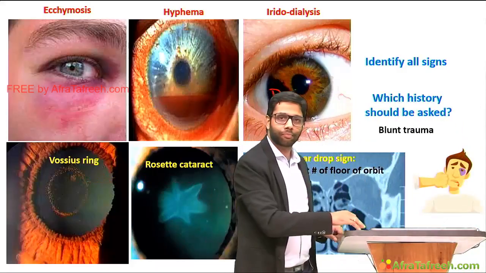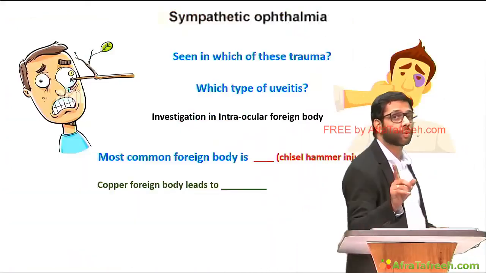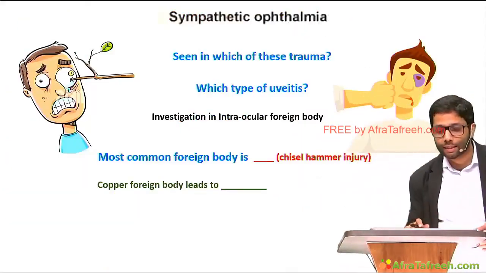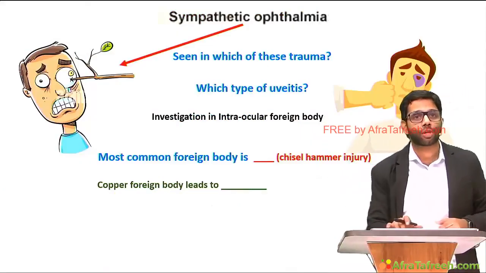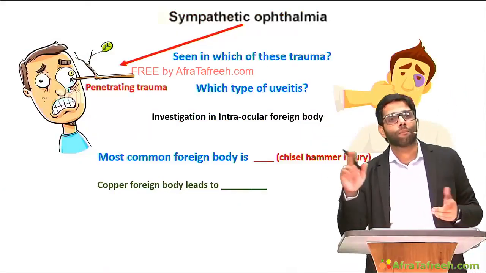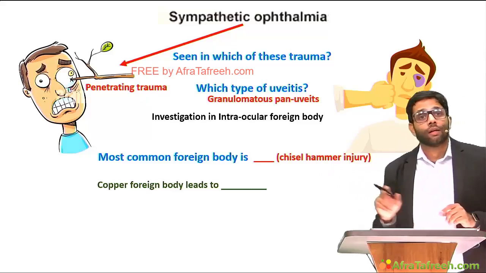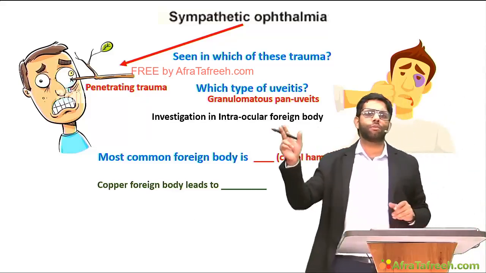Blunt trauma. But sympathetic ophthalmia, the next question, is not seen in blunt trauma, that is seen in penetrating trauma. Which type of uveitis? I am not taking uveitis now, but it is a bilateral granulomatous uveitis. What is a foreign body? Whenever the word comes, it has to be penetrating trauma.